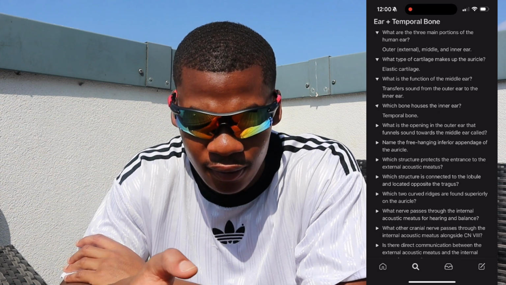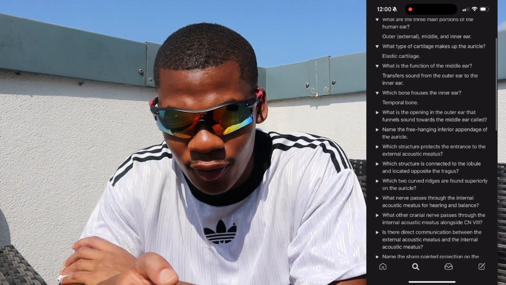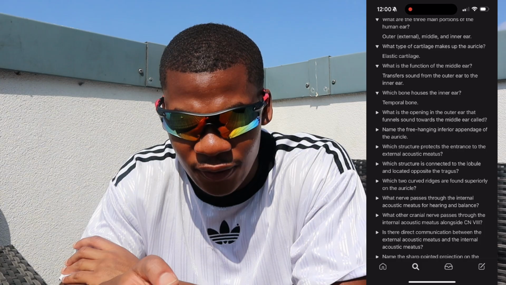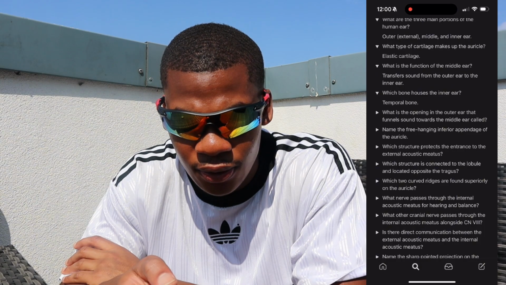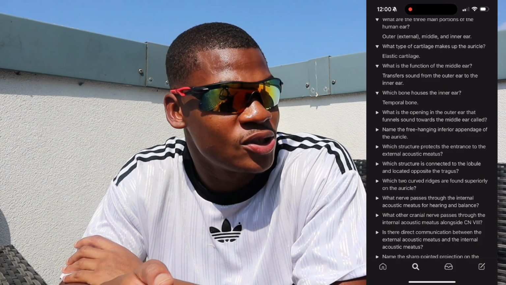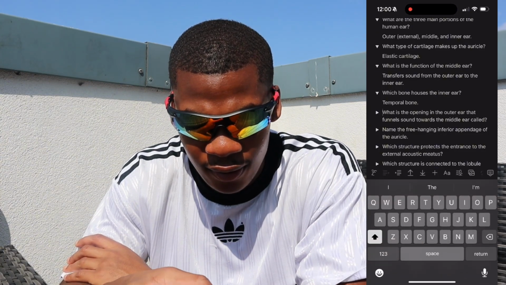Temporal bone. Yep. What is the opening in the outer ear that funnels sound towards the middle ear called? Oh, that's your external acoustic meatus. Nice.